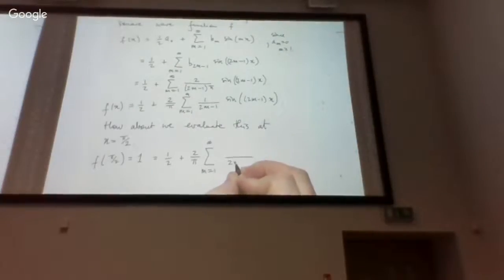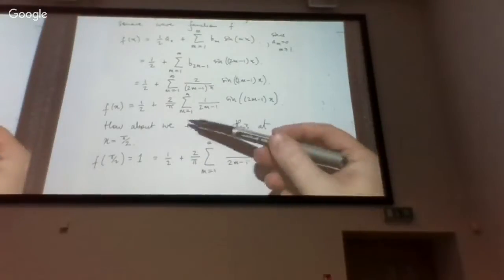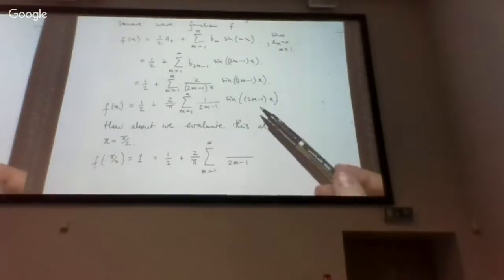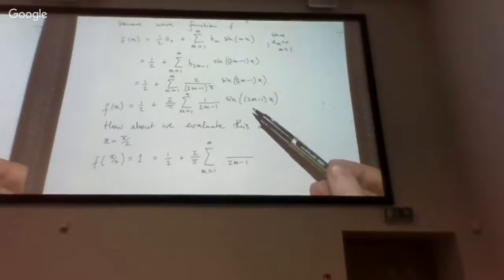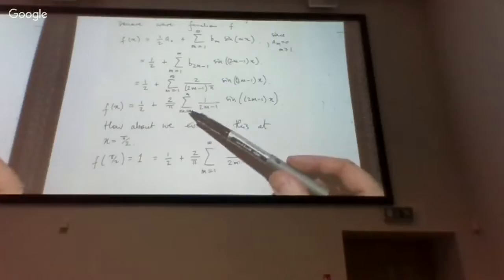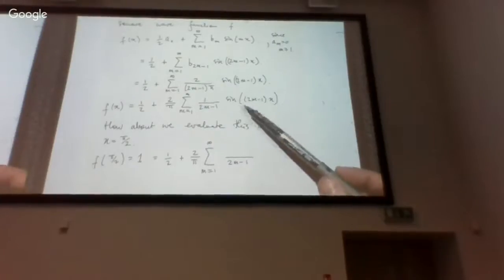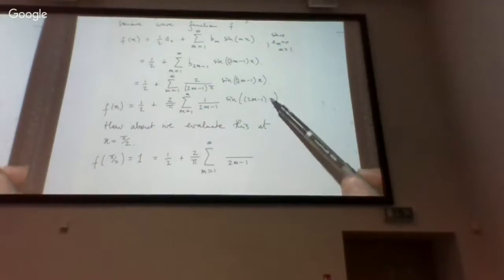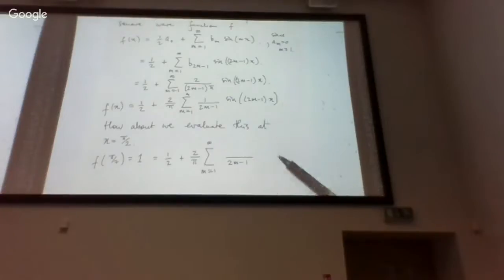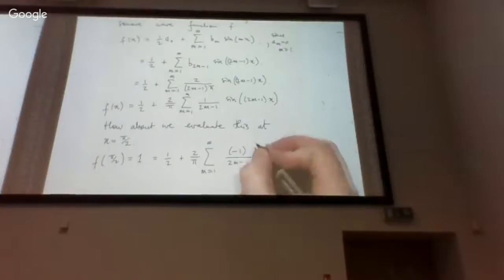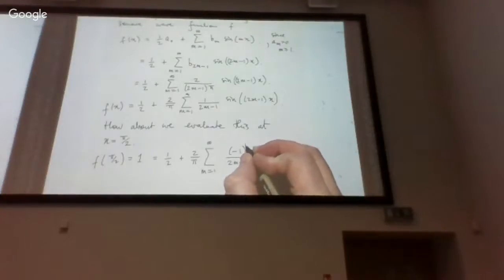So we have 1 over 2m minus 1, and we just need the alternating positive and negative sign. You just have to start it in the correct place. When m equals 1, we're looking at sine of pi over 2, which is plus 1. When m equals 2, we get sine of 3 pi over 2, which is minus 1. So it begins plus 1 with m equals 1. To get that behavior, we have minus 1 to the power m plus 1.